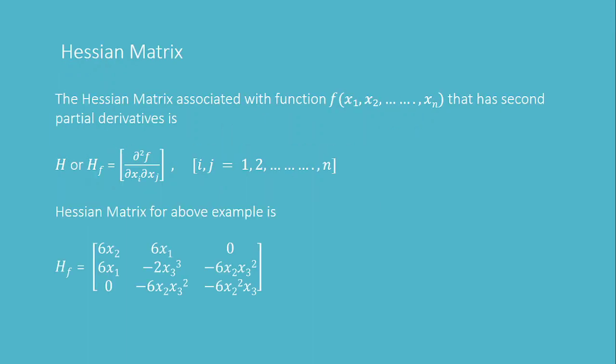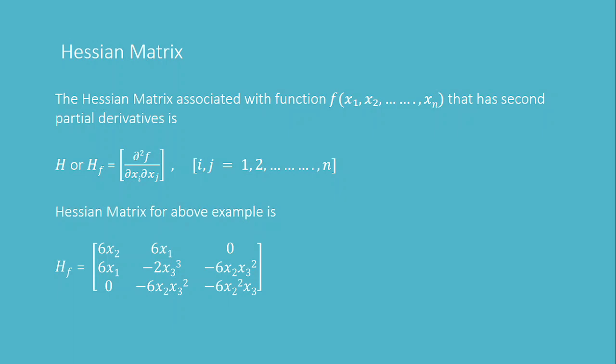Now come to the Hessian matrix. The Hessian matrix associated with the function f(x1, x2, and so on up to xn) that has second partial derivatives is denoted by H, or H of f, meaning the Hessian matrix of the function f. It consists of all the second derivatives of f with respect to xi, i varying from 1 to n.